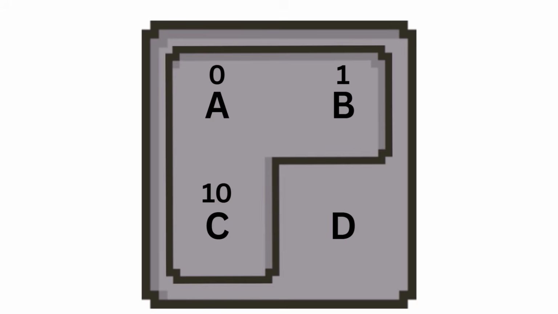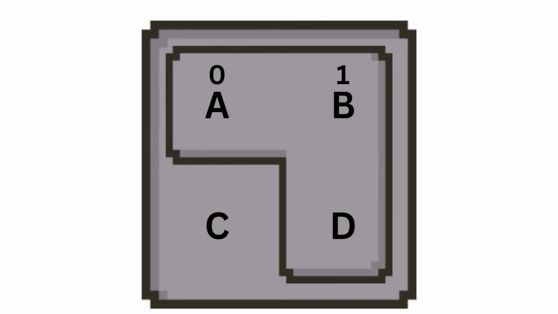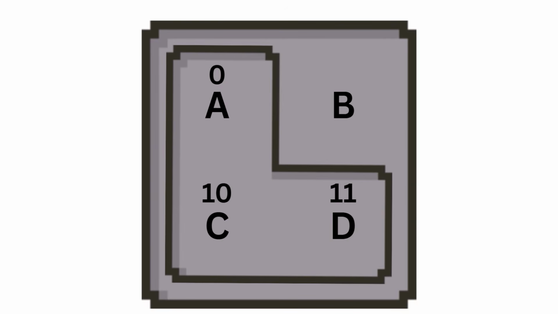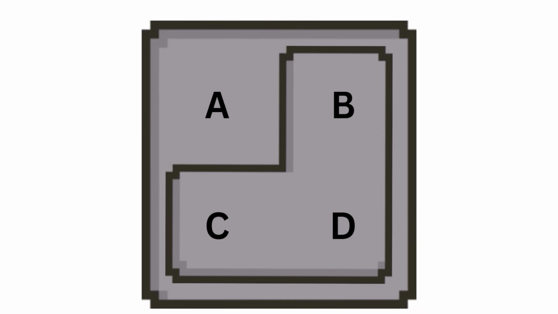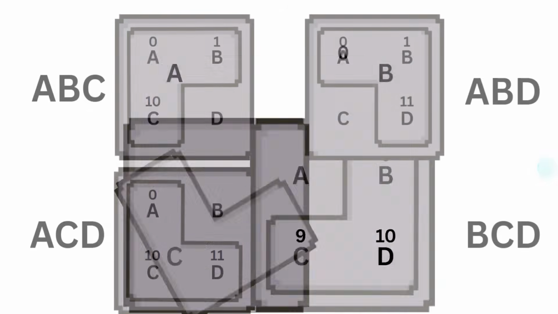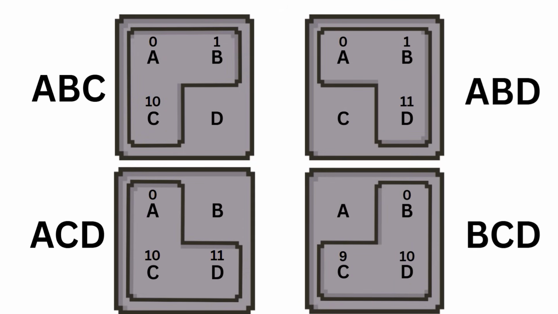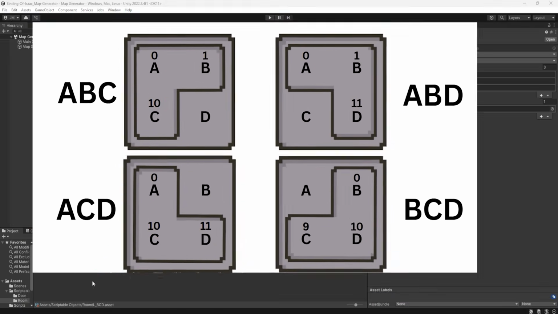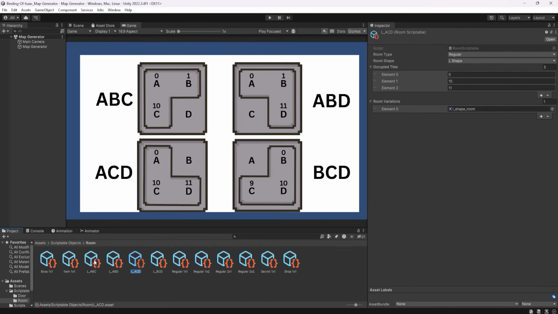The next variation will be ABD, and the occupied tiles will be 0, 1, and 11. Then ACD, which will be 0, 10, and 11. And finally BCD, which is 0, 9, and 10, our only odd case. Now, with that in mind, when creating the scriptable object instances, we can refer back to the L-shaped layout here when setting the occupied tiles and the room variation design.